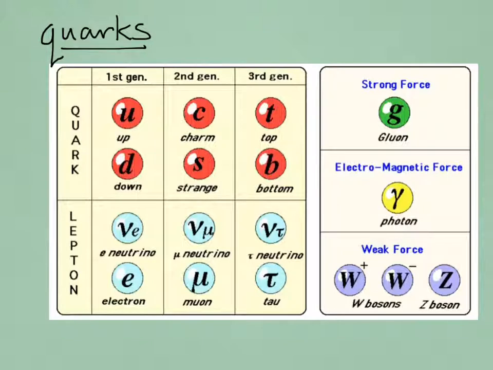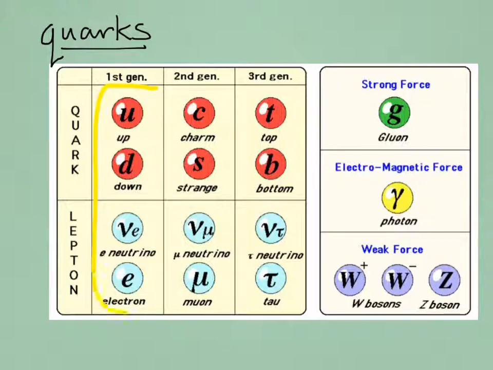So, this is a picture of what we've got so far. We started off looking at the leptons, so we've got the electron and its neutrino, and we also mentioned the second generation of electrons, which is the muon and its neutrino, and we've briefly talked about the three forces: the strong force, the electromagnetic force, and the weak force.